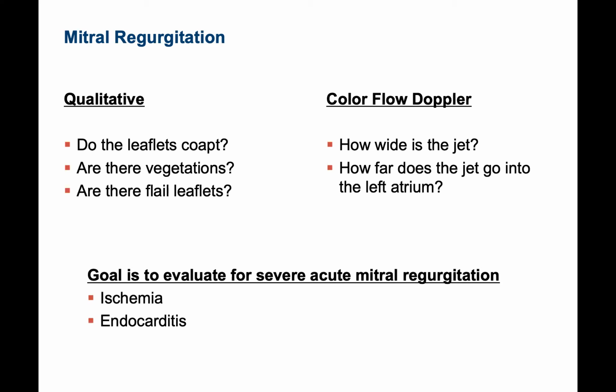If we put color flow across the mitral valve and the left atrium, the questions we're asking ourselves are, how wide is the jet? And how far does this jet go into the left atrium? The goal is to evaluate for severe acute mitral regurgitation. So oftentimes, we're also keeping on our differential significant ischemia or endocarditis.